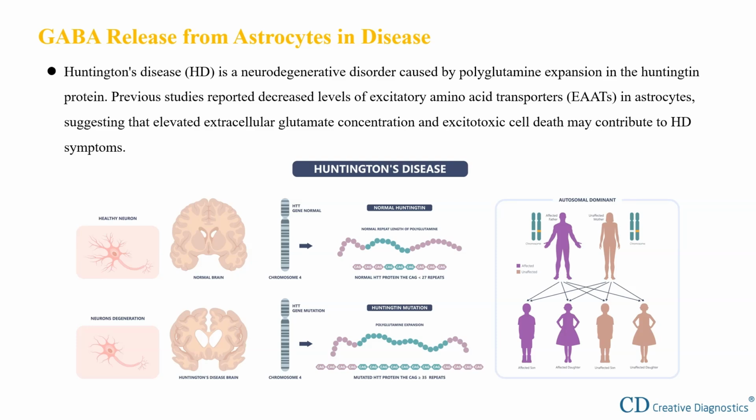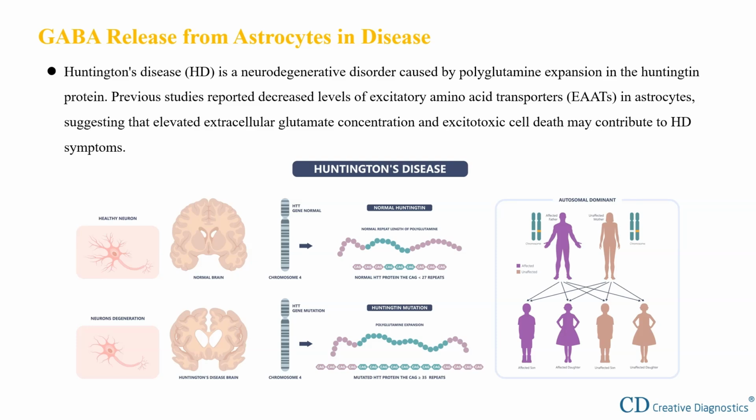Huntington's disease (HD) is a neurodegenerative disorder caused by polyglutamine expansion in the huntingtin protein. Previous studies reported decreased levels of excitatory amino acid transporters (EAATs) in astrocytes, suggesting that elevated extracellular glutamate concentration and excitotoxic cell death may contribute to HD symptoms. Besides glutamatergic dysfunction, GABAergic signaling, including tonic GABA receptor-mediated inhibition, is also disrupted.